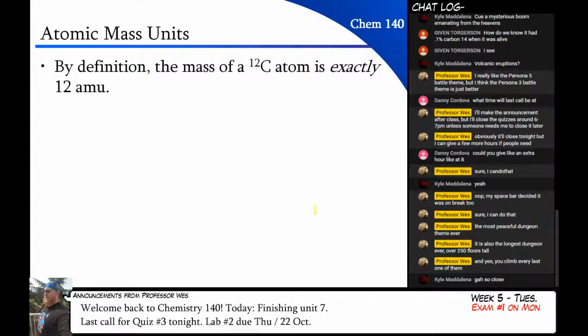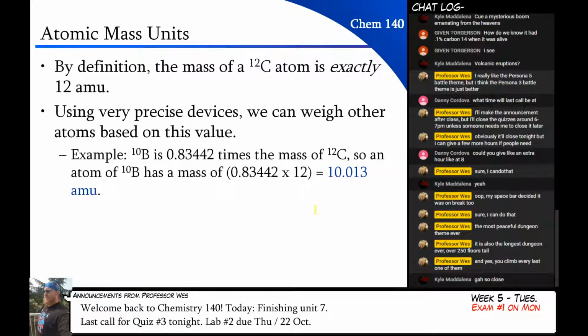Let's put those two things together and start figuring out how to weigh everything else, and get the mass of stuff on average here. I'm going to talk about this slide in more detail next quarter, in 161. But suffice it to say, using the mass spec, we can weigh other atoms, and so we will get these masses that are on the Google or Wikipedia pages that I showed you earlier.